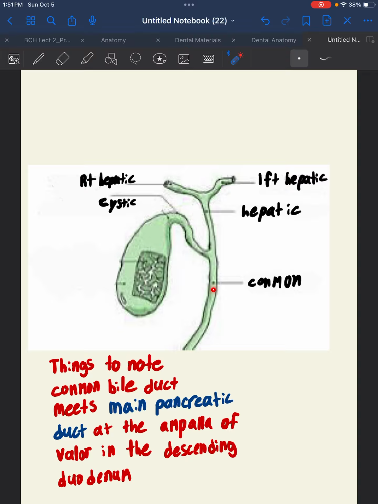And remember, the common bile duct will actually meet up with the main pancreatic duct at the ampulla of Vater before being emptied into the actual descending duodenum.